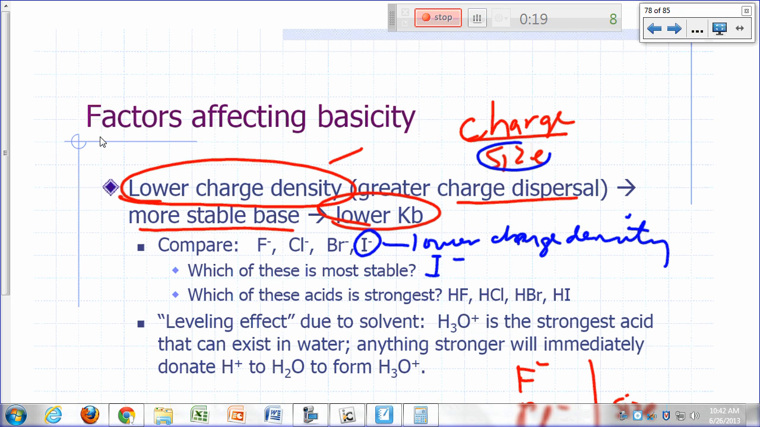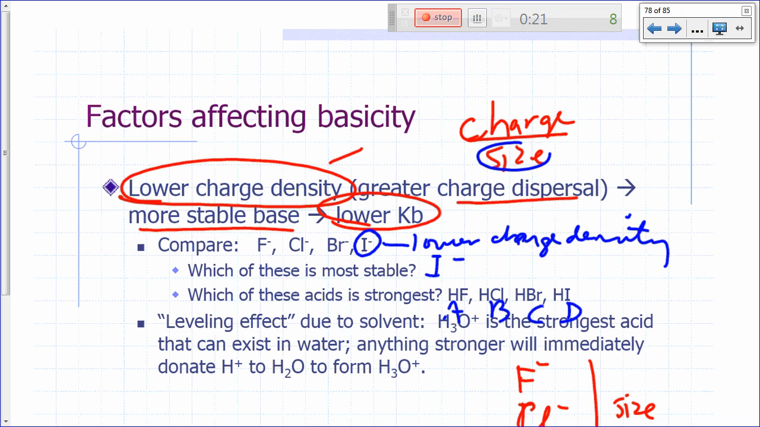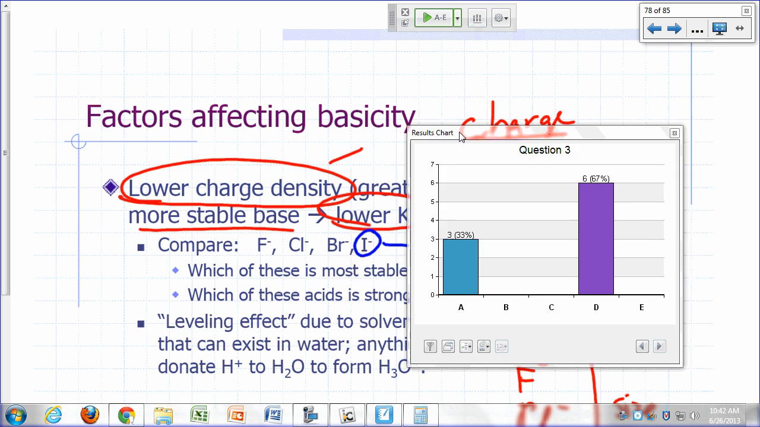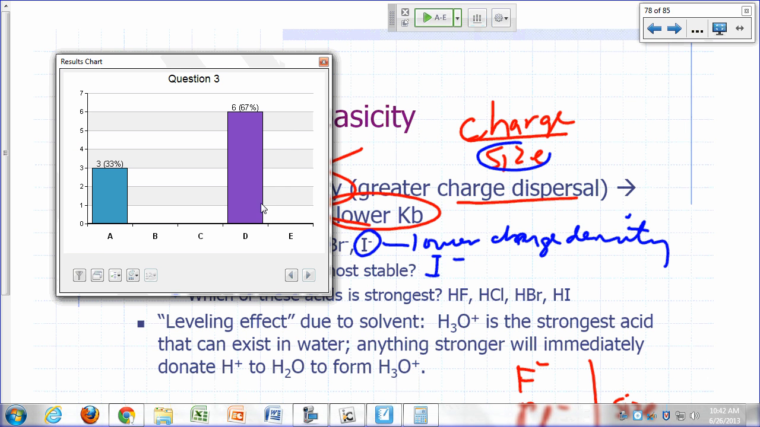This is A, B, C, D, okay? One more answer. HF is A, HCl is B, HBr is C, HI is D. Which one is the strongest of these acids? Okay. D.